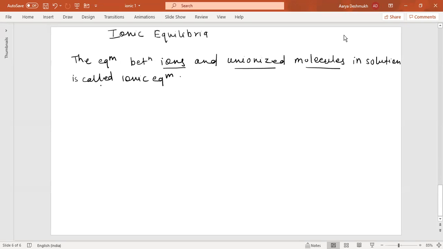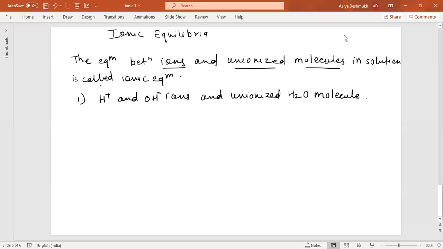Okay. Now we will be studying 4 different types of ionic equilibria. Number 1, that is H plus and OH minus ions and unionized water molecule. So the equilibrium between H plus and OH minus ion and unionized water molecule.